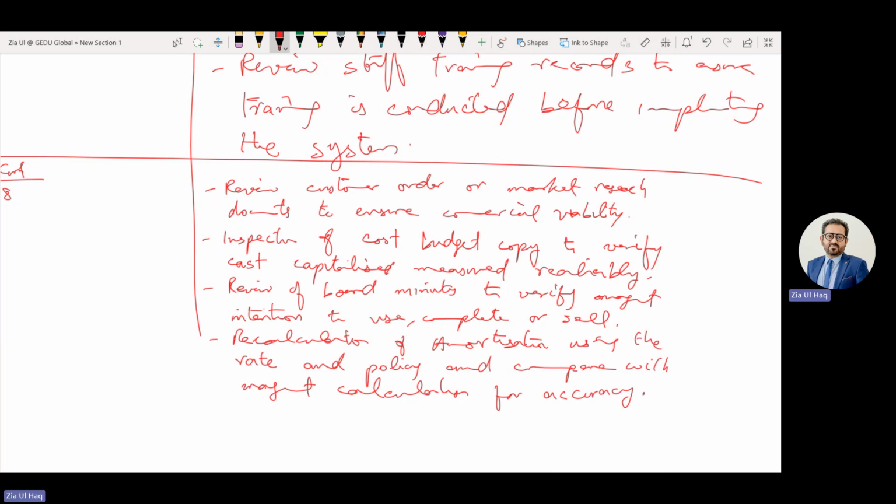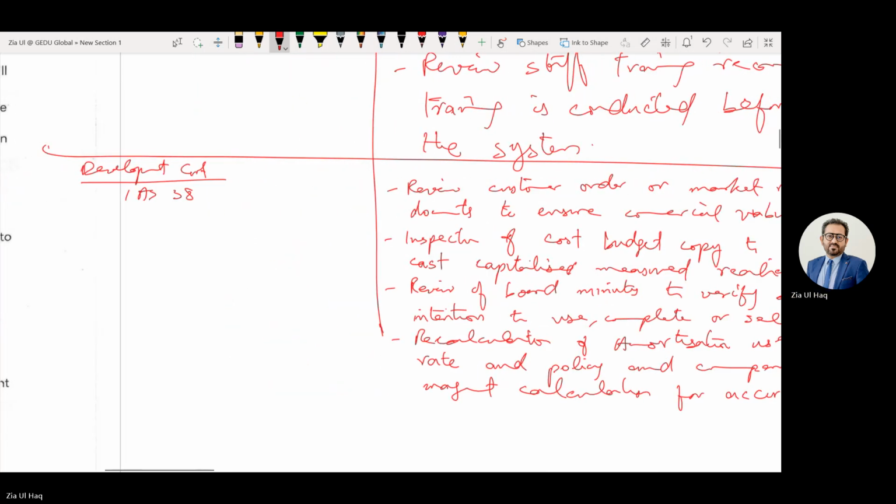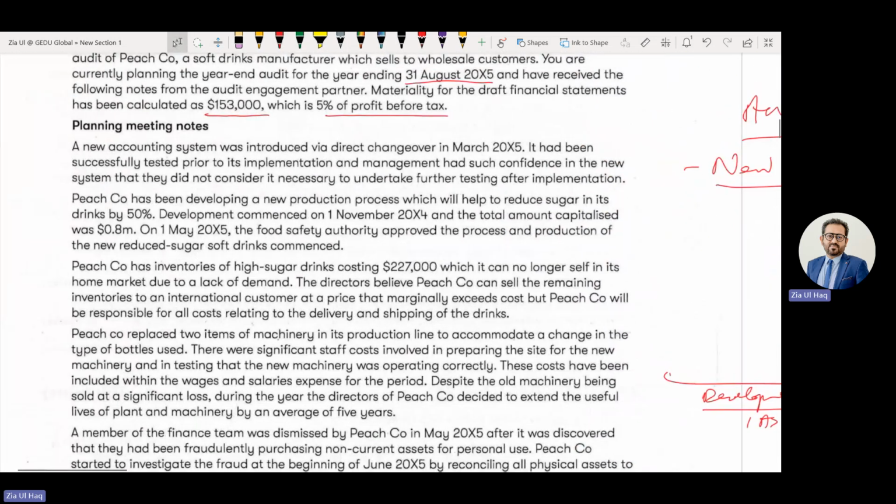Same we can apply for interest expense. Recalculation of interest expense using the rate and amount and compare with management calculation for accuracy. The same we can apply on tax. Recalculation of tax expense using the rate and profit and compare with management calculation for accuracy. So two issues we have identified, two risks we have identified. Okay.